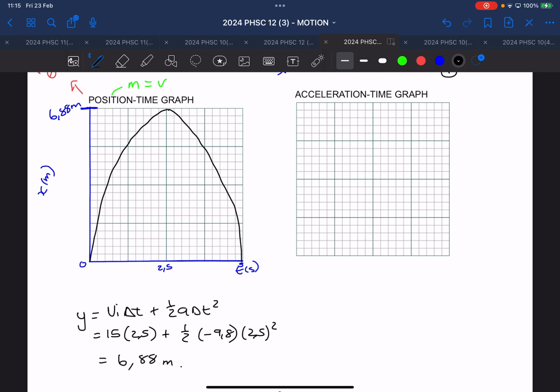So the velocity decreases. It slows down, slows down, slows down. The velocity is 0. And then it speeds up, speeds up, speeds up.